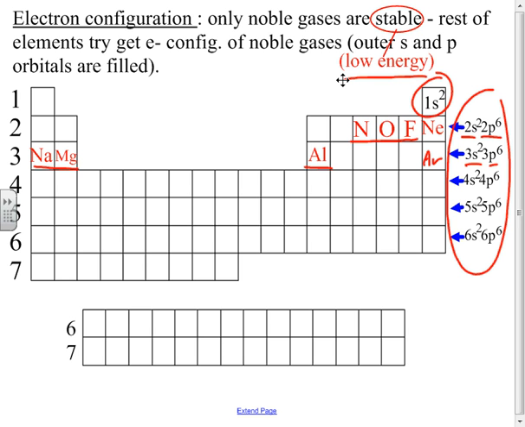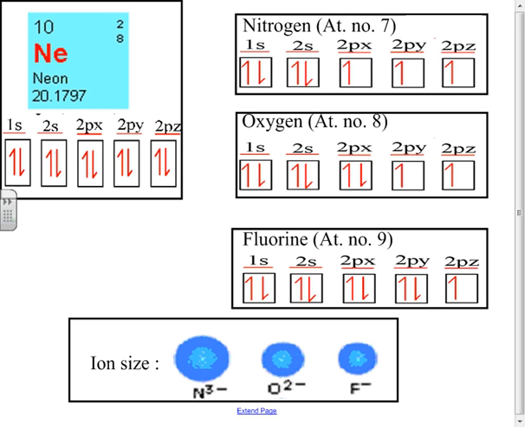First, the 3 elements before: nitrogen, oxygen, and fluorine. So here's nitrogen's electron configuration with 7 electrons. Note neon has 10 electrons. Its p is filled up. For nitrogen to become stable, it needs to add 3 electrons.